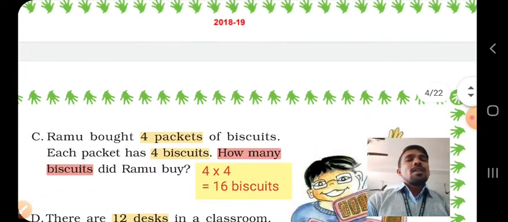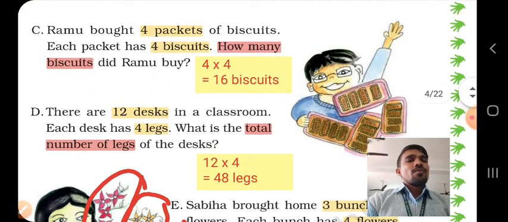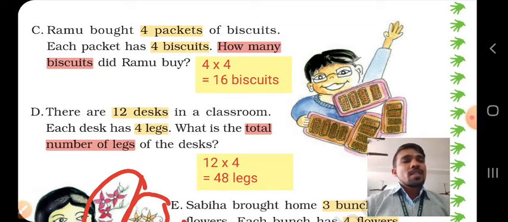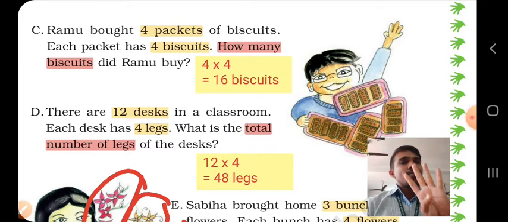Practice time. Number C. Here it is given in word problem. Ramu bought 4 packets of biscuit. Who? This boy Ramu bought biscuit packets. How many packets are there? 4 packets. Fine. Remember 4 packets.